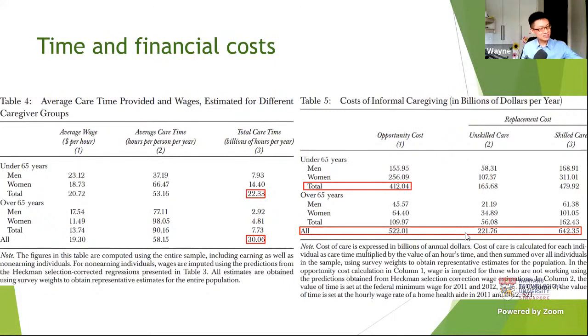So what we see here is a total of $412 billion per year is the opportunity cost, or the alternative of what could have been spent. If these men and women under 65 didn't care for somebody, they could have a total of $412 billion to spend on. I mean, cumulative. The final row there, under all, for all caregivers, whether you're under or over 65, the opportunity cost of caring is $522 billion per year.